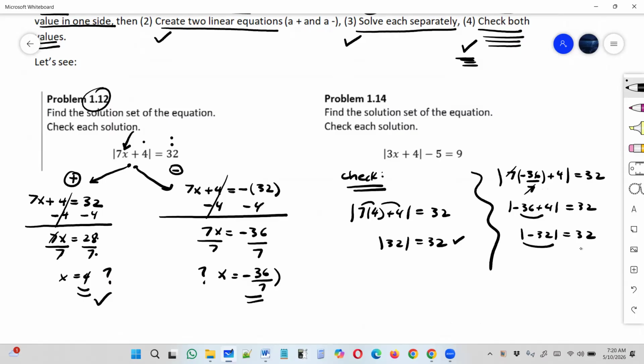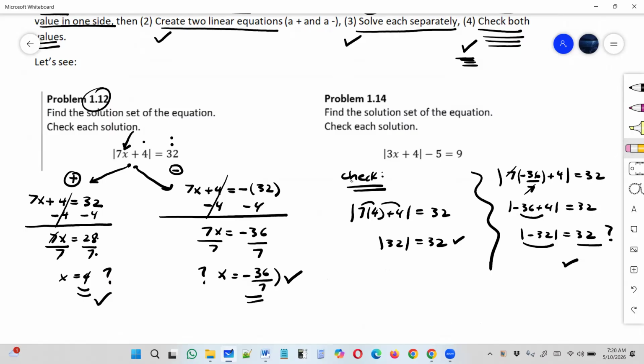Is the absolute value of negative 32 equal to 32? Yes, it is, right? Because the absolute value cancels the minus. So this is okay, which means that this is also okay. So both of these solutions are correct. So they have to be checked. We don't necessarily know if both answers will be correct. We have to check.